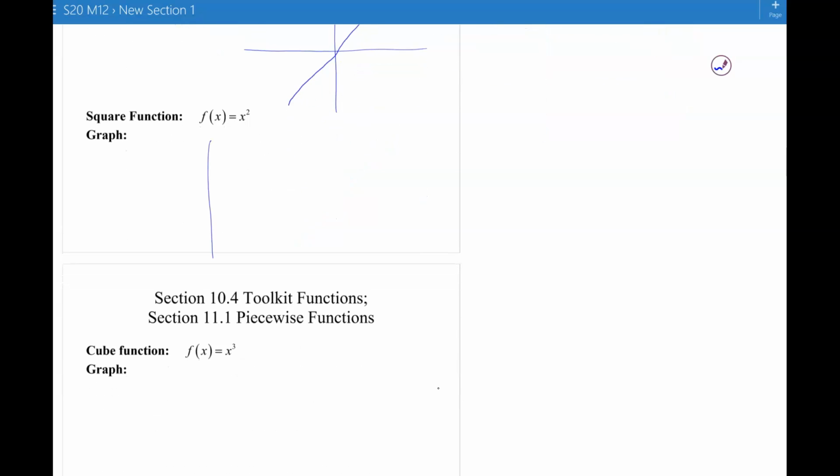And then y equals x squared is your friend, the parabola that goes through the origin. That's where the vertex is, at the origin. And it's symmetric with respect to the y-axis also.